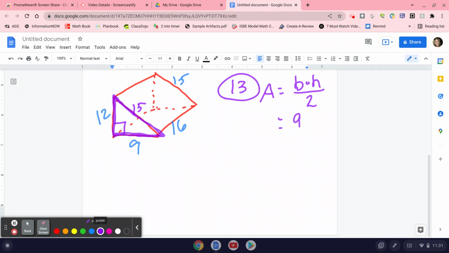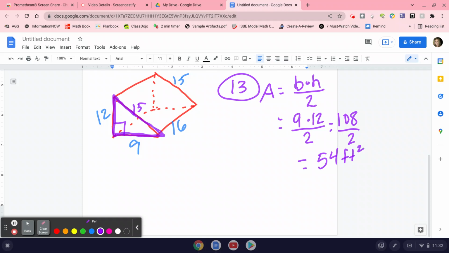So it'd be 9 times 12 divided by 2. 9 times 12 is 108. So I had several people tell me the answer was 108. What did they forget to do? Divide by 2. So the area of that one side is 54, and the label would be square feet because area is always square units. So that was the answer to 13.